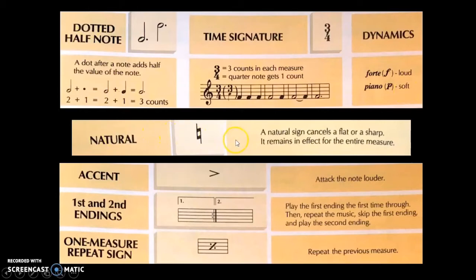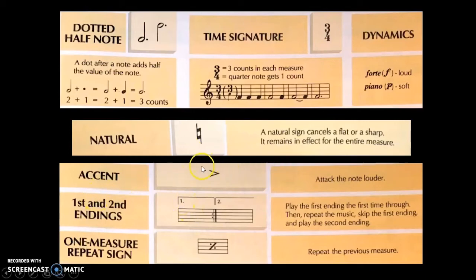Natural sign. So a natural sign cancels out a flat or sharp, and it remains in effect for the rest of the measure. But when we go to the next measure, that's it. We're back to playing what's in the key signature. So if you had a B flat in your key signature, and then all of a sudden there's a natural sign in front of that B, they want you to play a B natural. And then if you see any B's after that in the next measure, they go back to B flat.